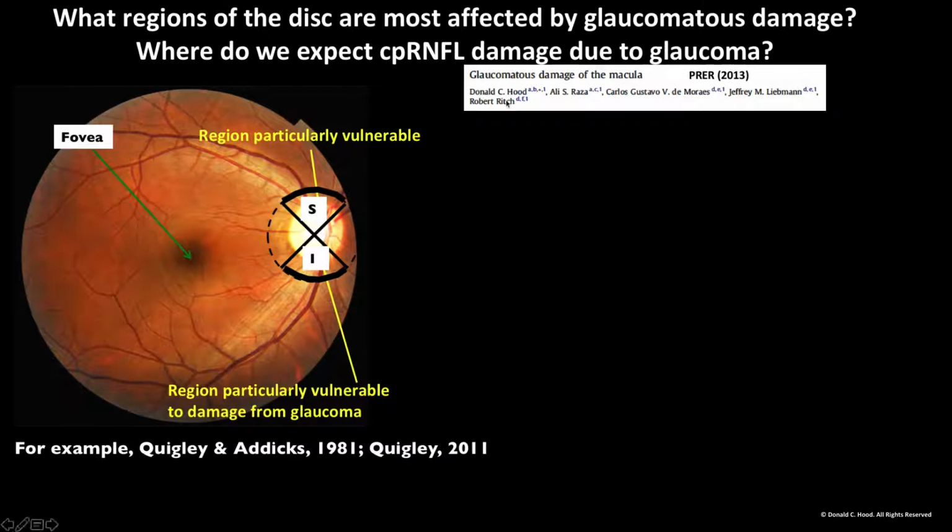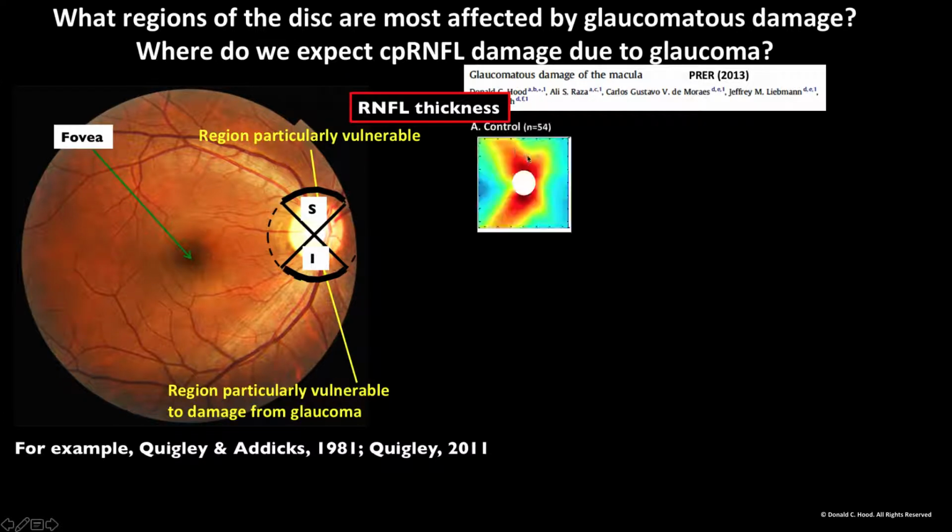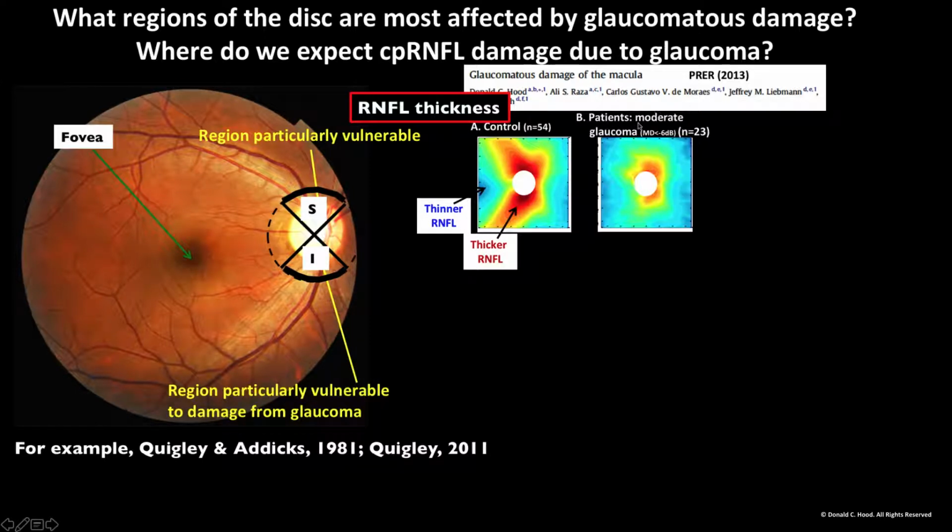So here's some data we collected and presented in 2013 that's relevant. Let's look at retinal nerve fiber layer thickness first. Here's retinal nerve fiber layer thickness from a cube scan of the disc, and this is the average of 54 healthy controls over 40. Blue is thinner, red is thicker, so that's healthy. Here are patients with moderate glaucoma, mean deviations worse than -6 to -10 or -12, and you can see missing retinal nerve fiber layer.